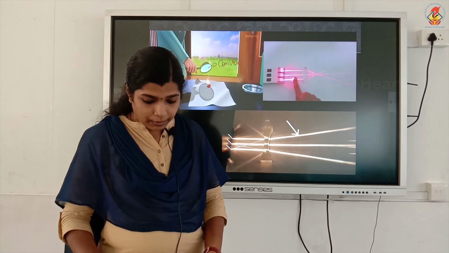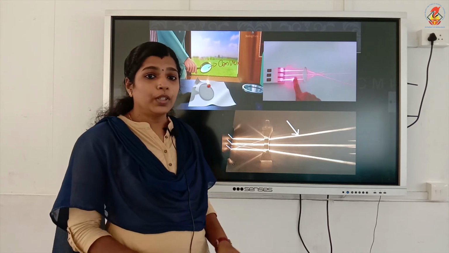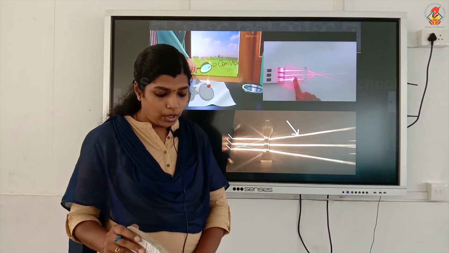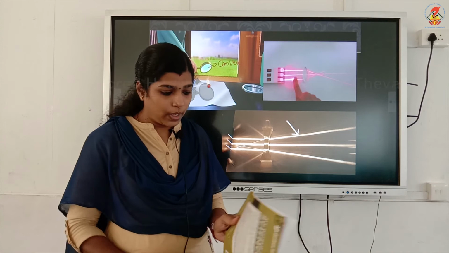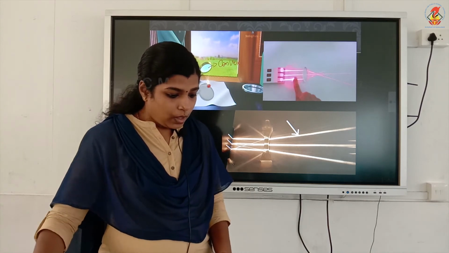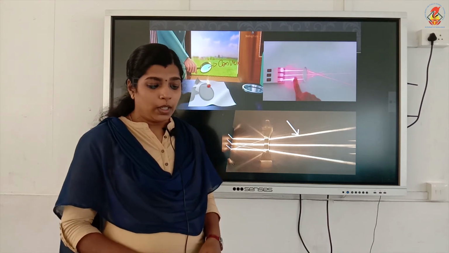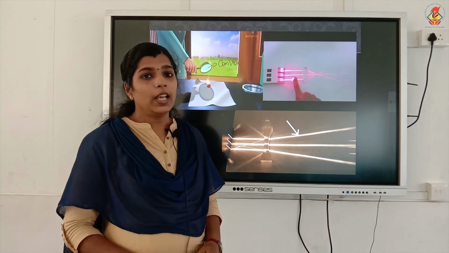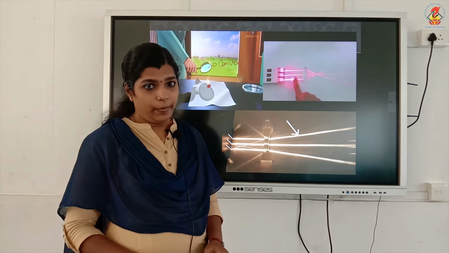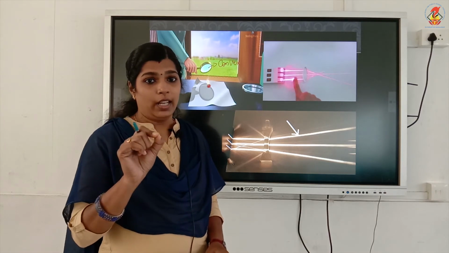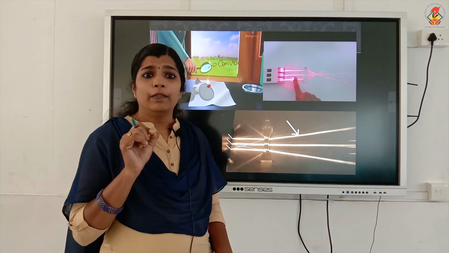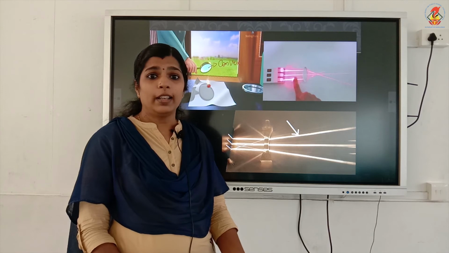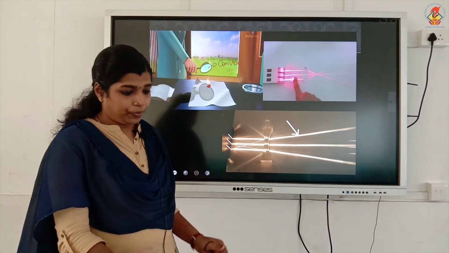Okay. Then, what are the uses of these convex and concave lenses? A convex lens forms real, inverted image as well as virtual and erect image. But a concave lens always forms virtual, erect and diminished image.